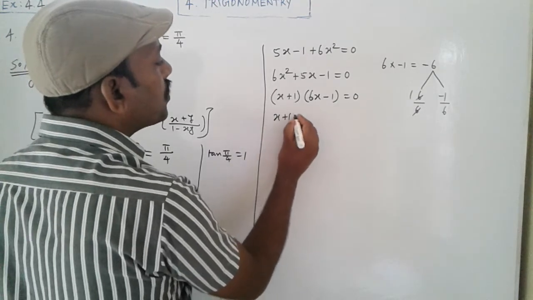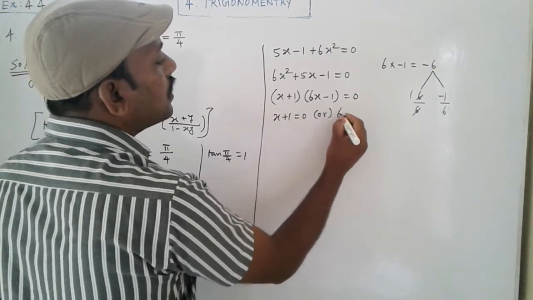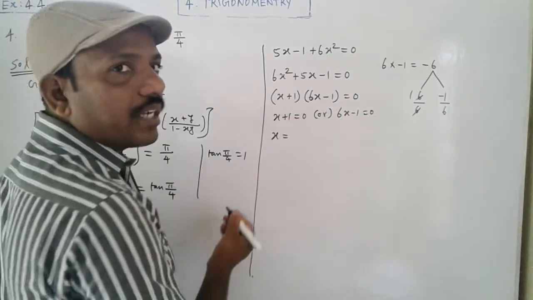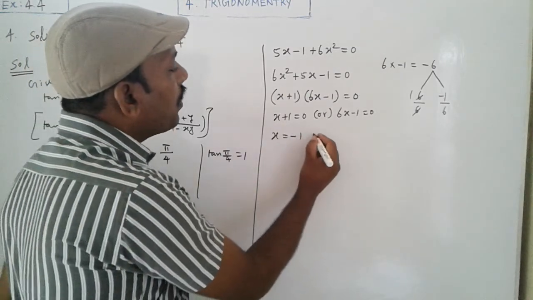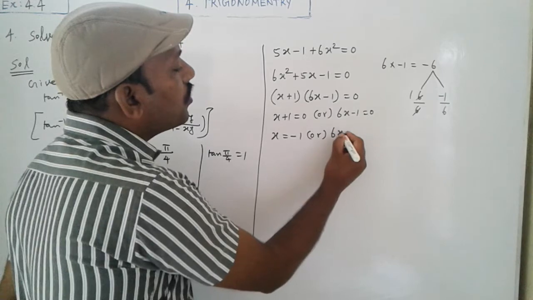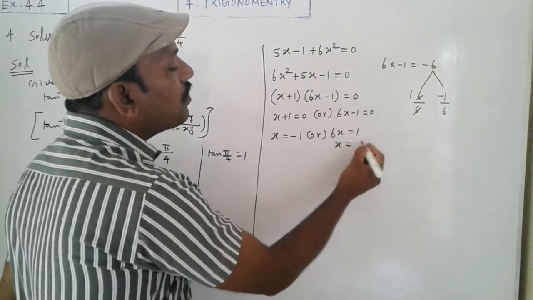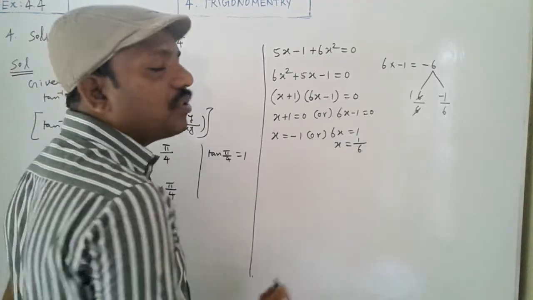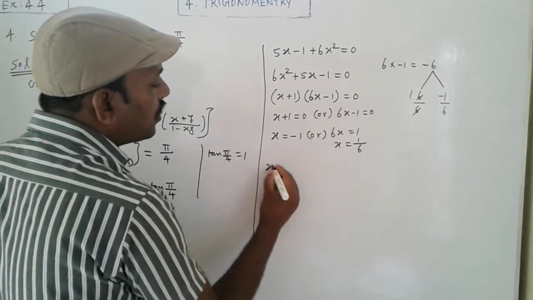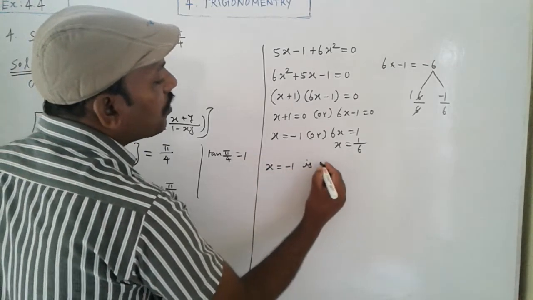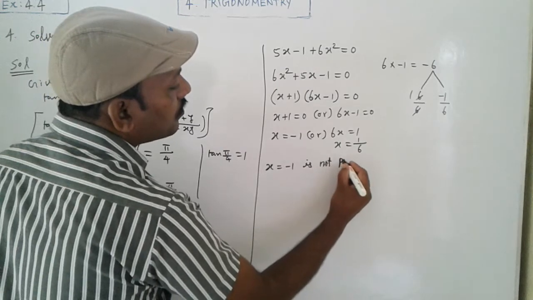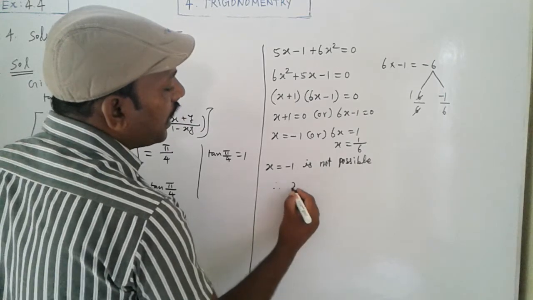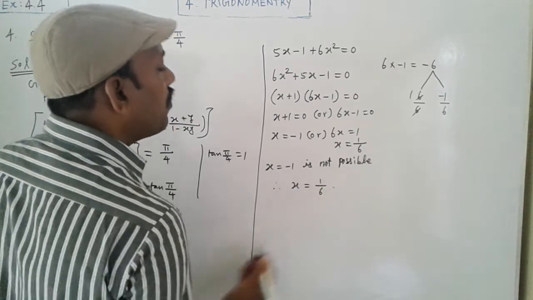So x plus 1 equal to 0 or 6x minus 1 equal to 0. From the first, x equal to minus 1. Or 6x equal to 1, so x equal to 1 by 6, as the 6 multiplied on this side becomes divide on the other side. x equal to minus 1 is not possible, it's a negative value. Therefore x is 1 by 6 is the value.